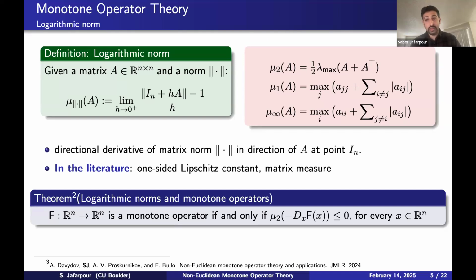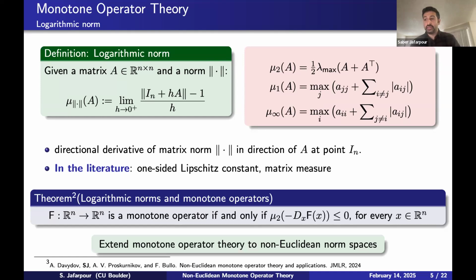The reason is that this allows us to extend the classical monotone operator theory, which is defined on Hilbert spaces and for inner product, to Banach spaces and norms, right? So as a result, instead of defining F to be monotone, because this is an if and only if condition, we can say mu2 of minus df is less than or equal to 0, and that gives us a necessary and sufficient condition for monotonicity.